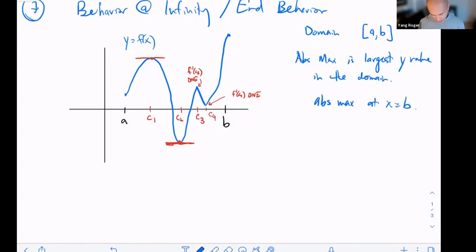Now you might say, what about C1 right here? So this point right here, C1, this is a maximum, but it's not bigger than this guy or really any of these guys over here. So this is not the absolute maximum. This guy is the biggest in the neighborhood containing C1. So I'm going to say we have a local maximum at C1.